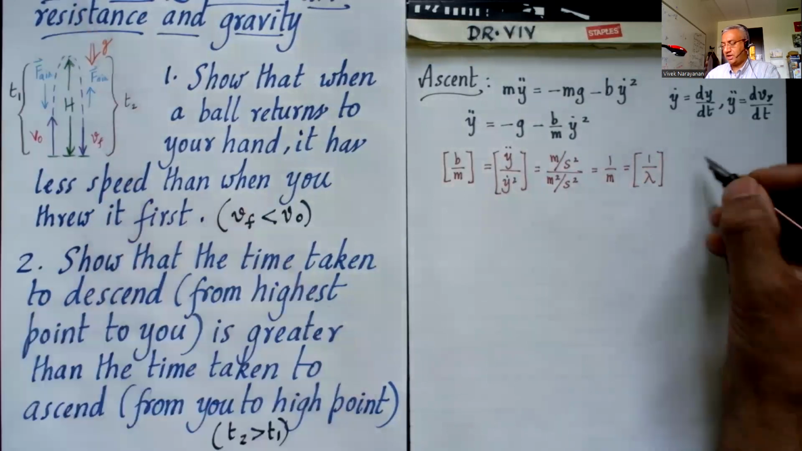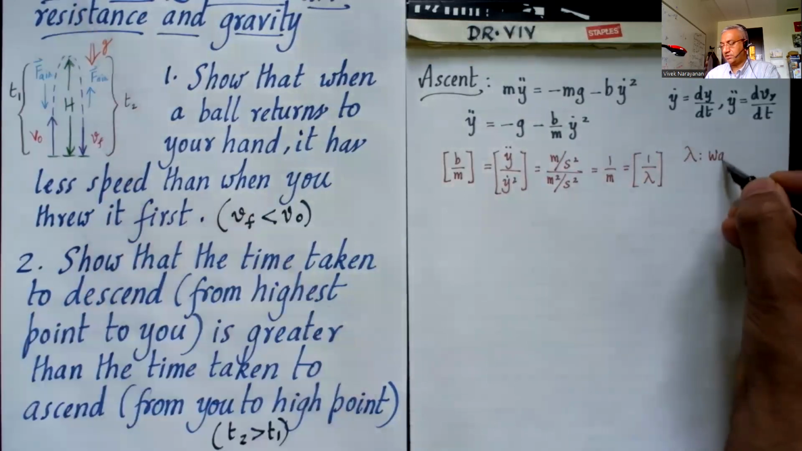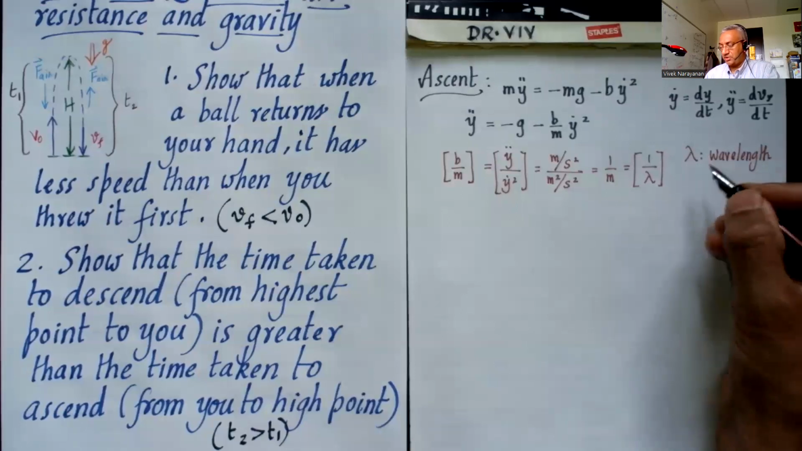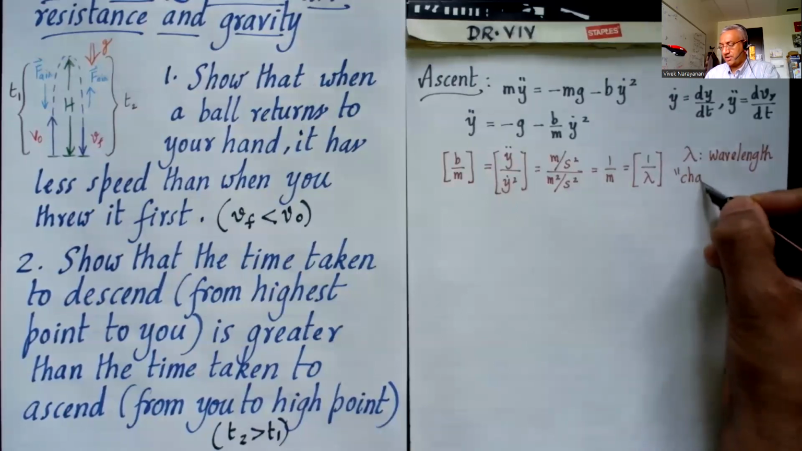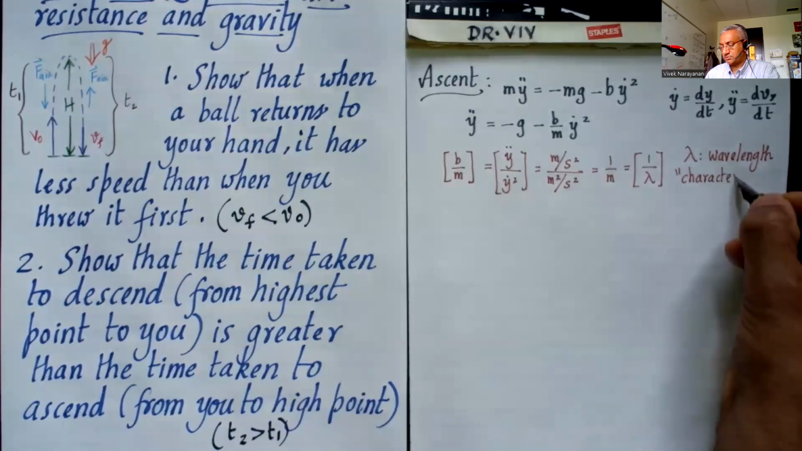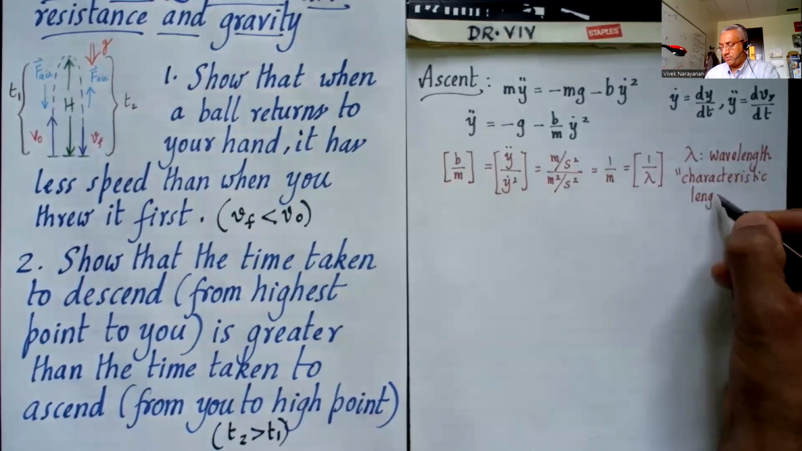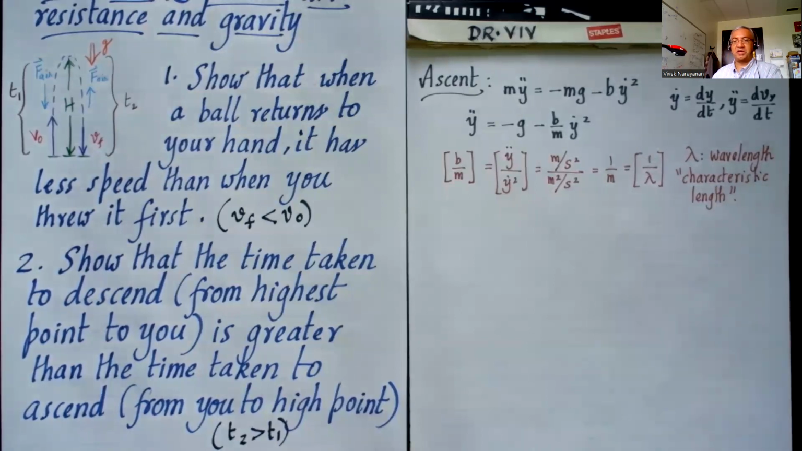This lambda, I shall simply call the wavelength, or to be less breezy about it, it is sometimes called the characteristic length. There is really no wave in this problem, so maybe the words characteristic length are more precise.